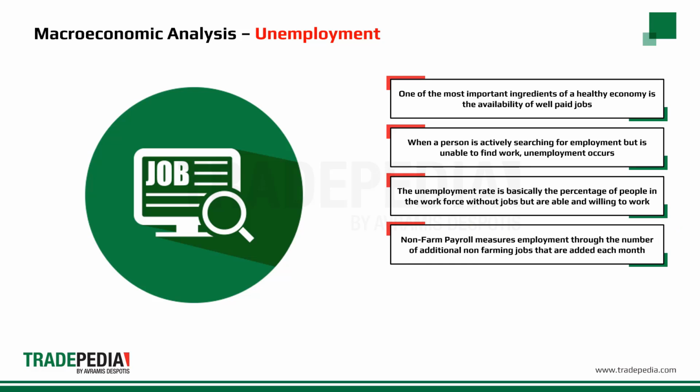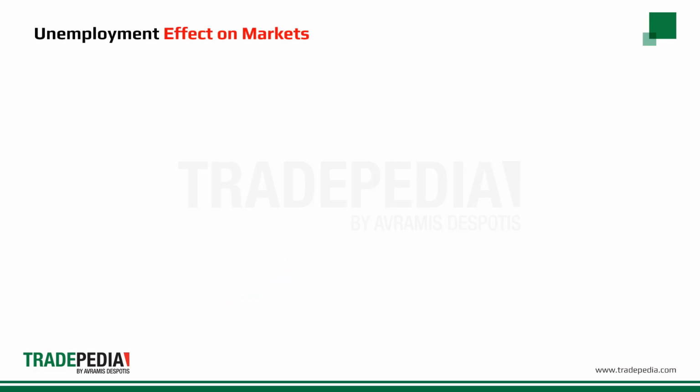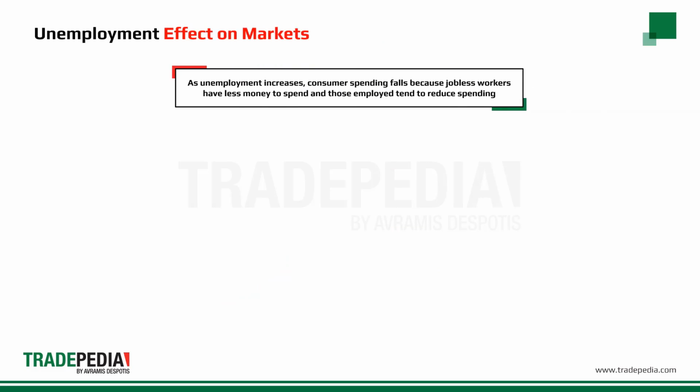Non-farm payroll also measures employment through the number of additional non-farming jobs that are added each month. An increase in unemployment or a decrease in non-farm payrolls signals a slowdown in the economy. As unemployment increases, consumer spending falls because jobless workers have less money to spend, and those employed worry for the future and also tend to reduce spending.